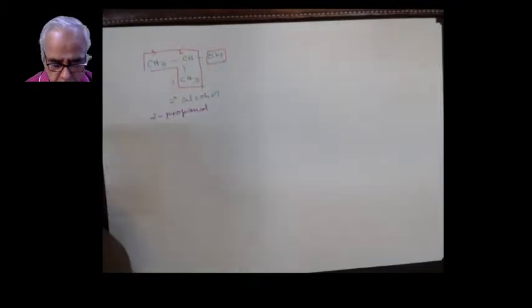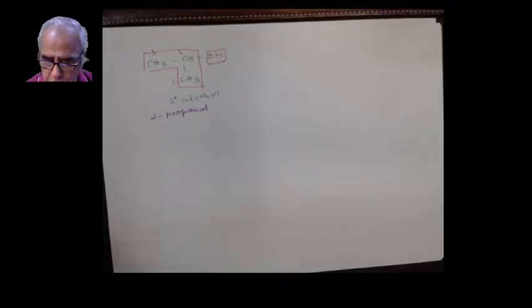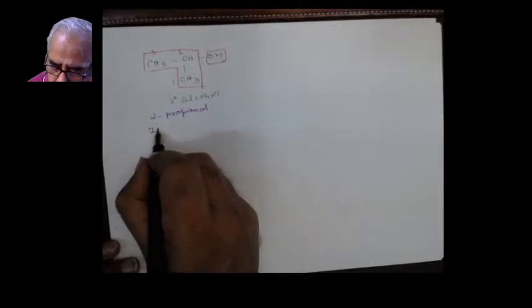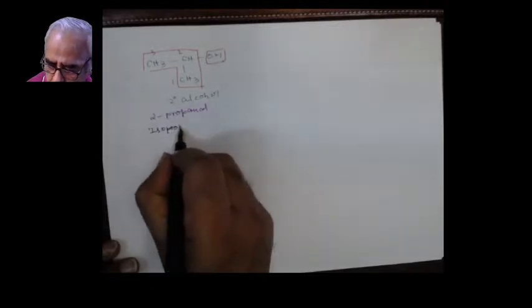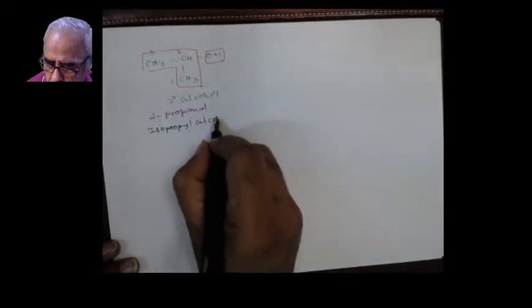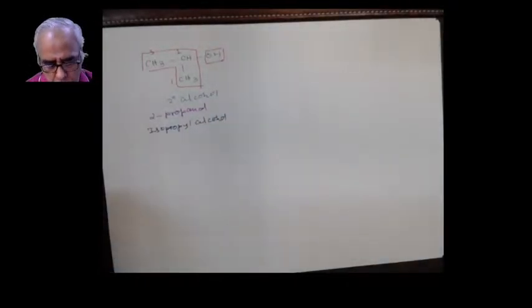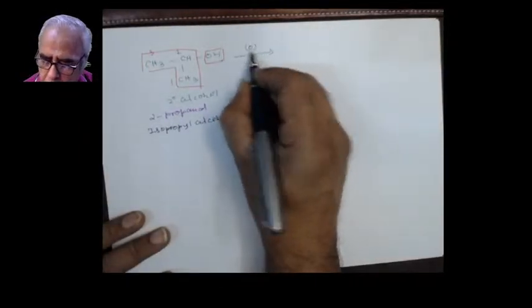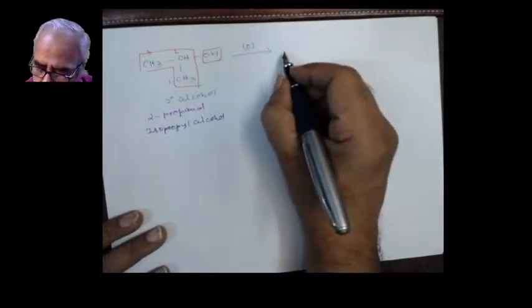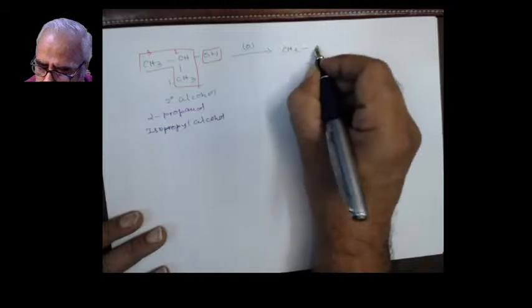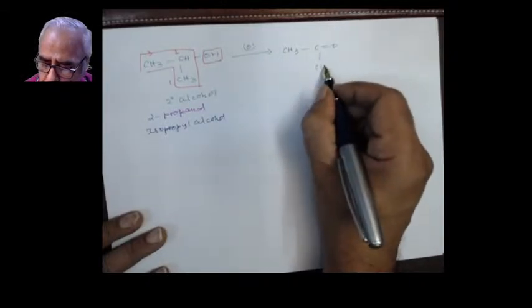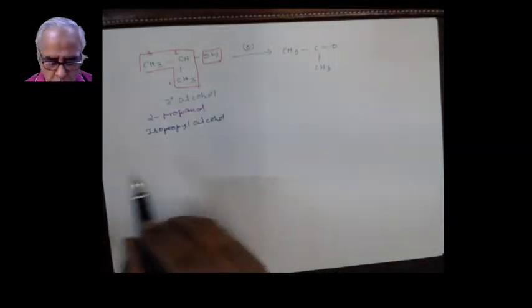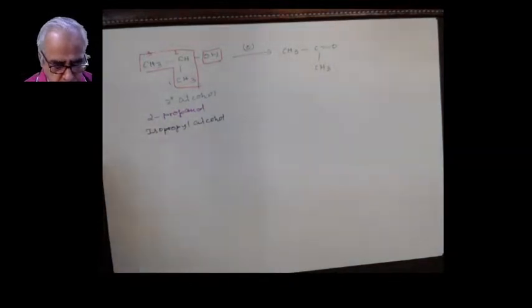And what is the common name for this? Isopropyl alcohol. Isopropyl alcohol is the common name. Now when it is oxidized using some powerful oxidizing agent, you are able to get ketone, not aldehyde. So CH3, C double bond O, CH3. Got it? So this is nothing but acetone.